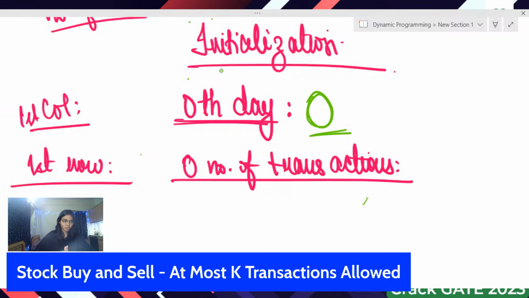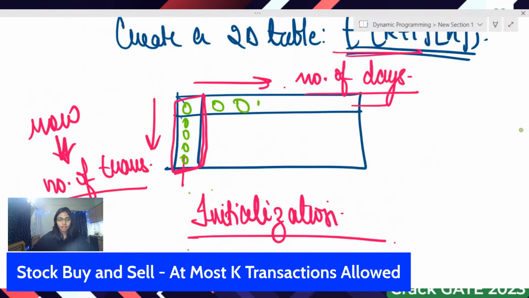Okay, so yeah, exactly. DL, thanks for the answer. So basically, you will again be getting zero profit. So in this table, in the initialization, we have 0, 0 for the first row and for the first column.